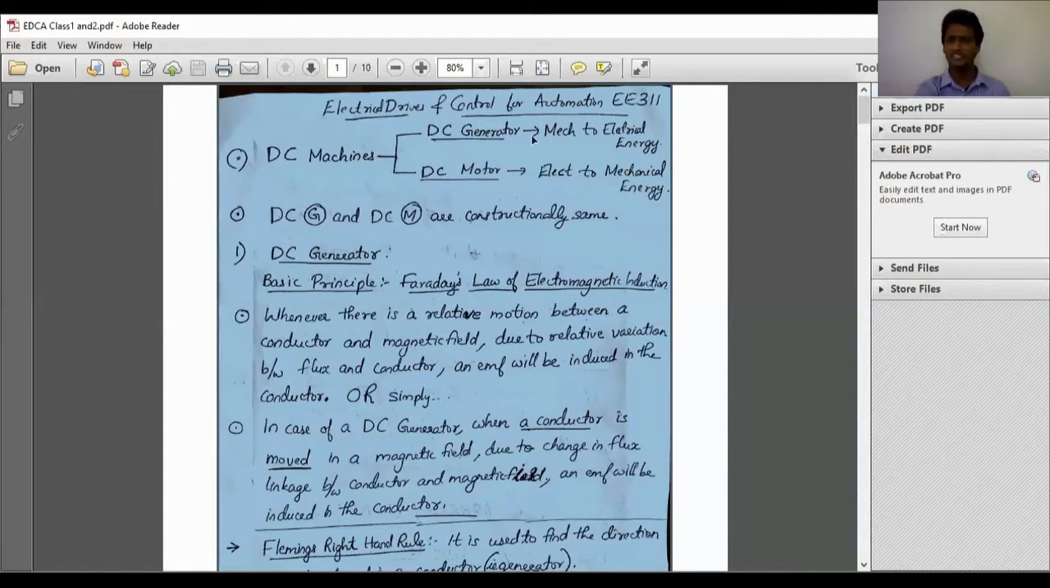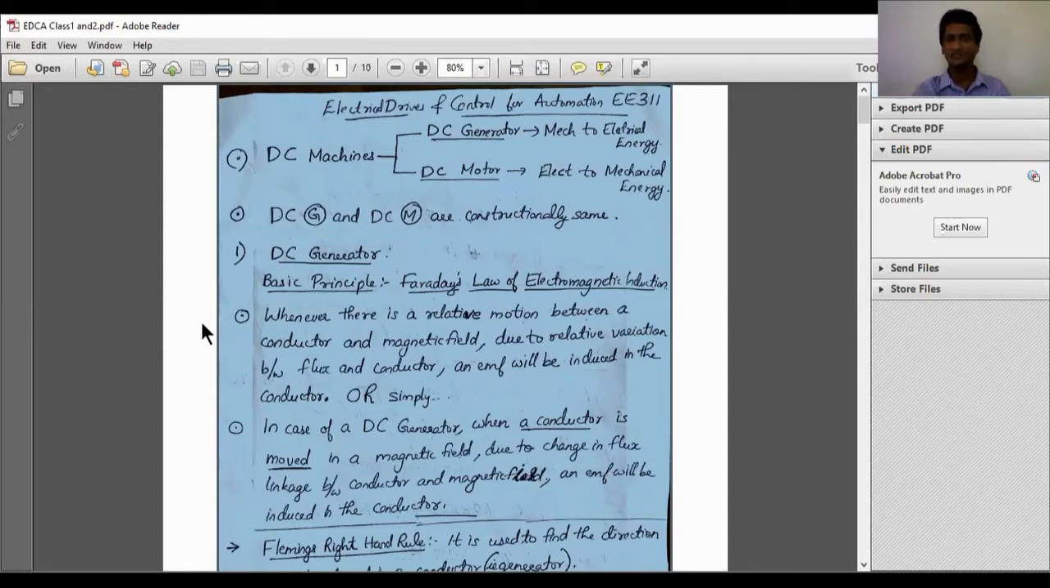And in any type of generator, we are giving mechanical input and it is converted to electrical energy. So in a DC generator, mechanical energy is converted to electrical energy, and in a DC motor, electrical energy is converted to mechanical energy. Both this DC generator and DC motor are constructionally the same. So first let us have a look at the basic principle of DC generator.